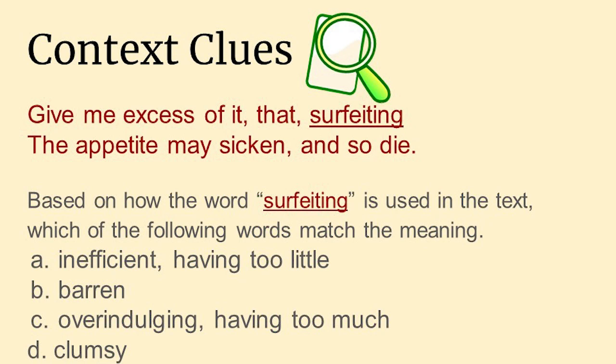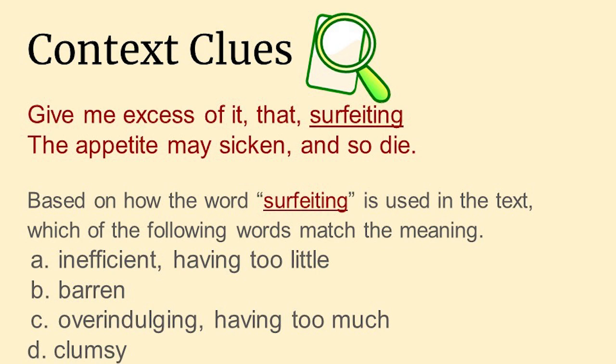Okay, so every day in our ELA classes in middle school, we use context clues. And context clues can be used across the board, meaning social studies teachers use them, math teachers use them. Any class that you're in, you can always use context clues to figure out a vocabulary word or an academic vocabulary word. So with this context clue, we're going to look at one of the sentences from the monologue. Give me excess of it, that surfeiting, the appetite may sicken, and so die.